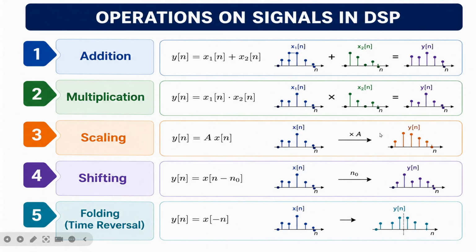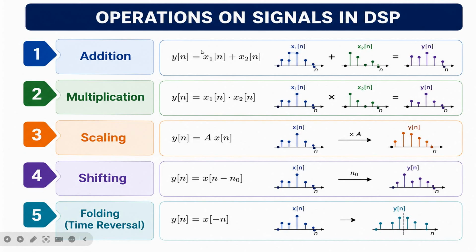Then you have scaling. For scaling, you take only one signal and multiply it by a scalar, which may be any constant. So you get y of n, where the amplitude is increased by the factor a. Then you have y of n equal to x of n minus n naught, where you are shifting the signal. You may either right shift or left shift. Then comes folding, where y of n is equal to x of minus n.